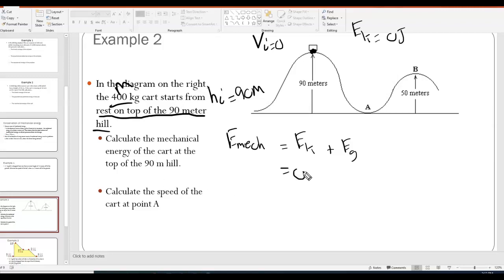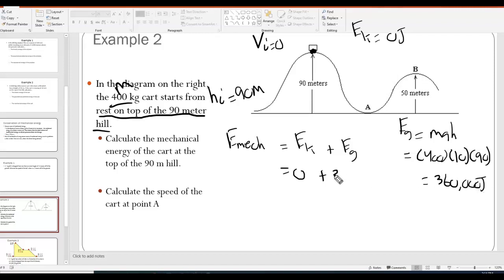So EK is 0, and then EG, which is MGH, okay, that's going to be 400 times 10 times the height at that location, which is 90. Okay, so again, I go to my calculator. I plug in 400 times 10 times 90. I get 360,000 joules, and that is my mechanical energy at that location. Okay, at the top of the first hill.